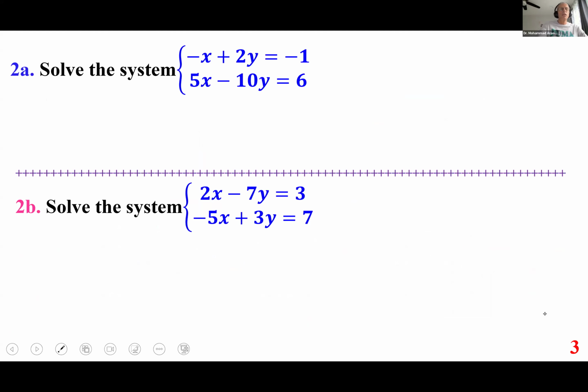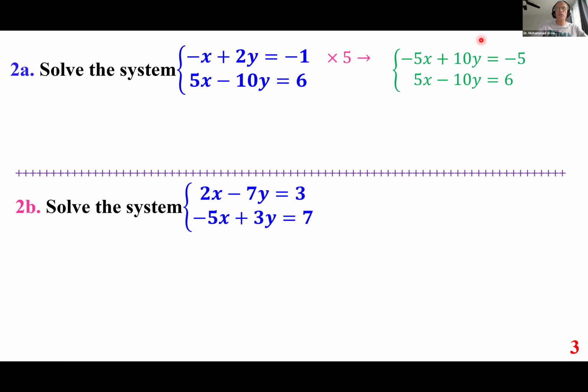We want to solve this system, minus x plus 2y equals minus 1, 5x minus 10y equals 6, and you can do it by any method. One simple method is the addition method. Because we want to add them up such that either the x or y becomes 0, their coefficients must be opposite. Let's multiply this one by 5. This becomes minus 5x, this becomes plus 10y, this becomes negative 5. And the second one doesn't change.